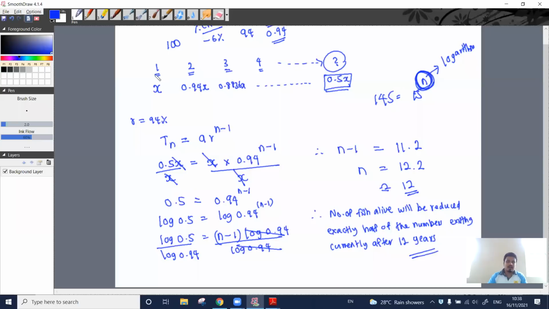Right? After 12 years, we will get exactly half of the current number of fish. That is the idea. Exactly half of the fish will be there after 12 years. Exactly half of the current number of fish will remain after another 12 years. That is what we have found. Is it clear?